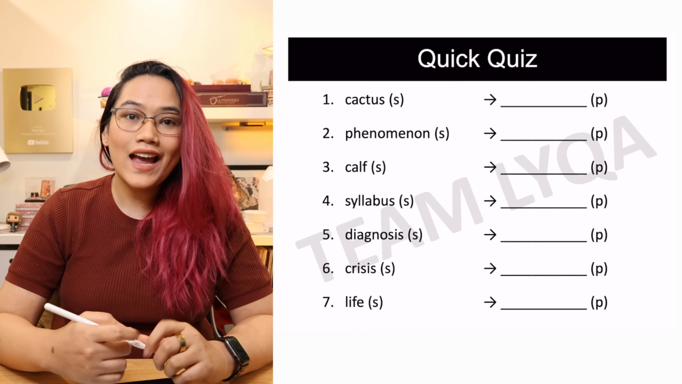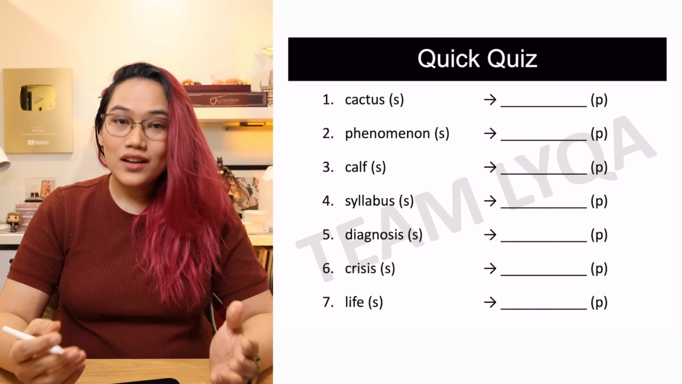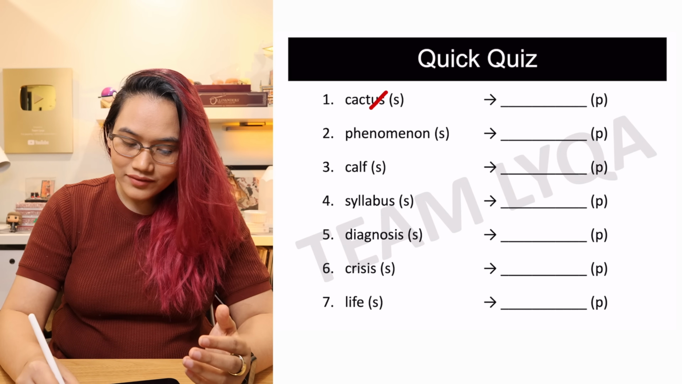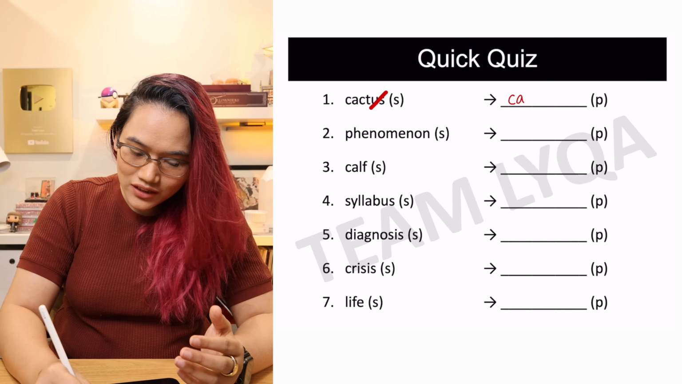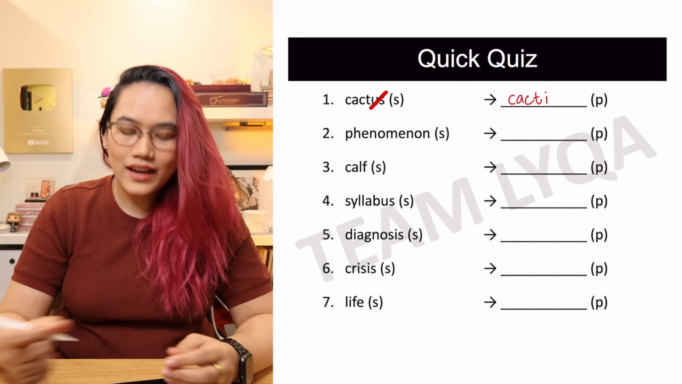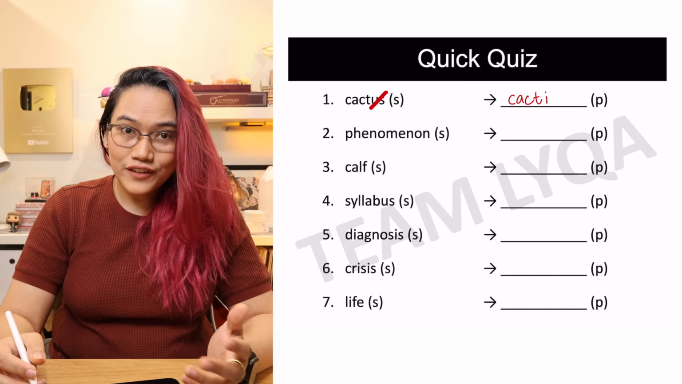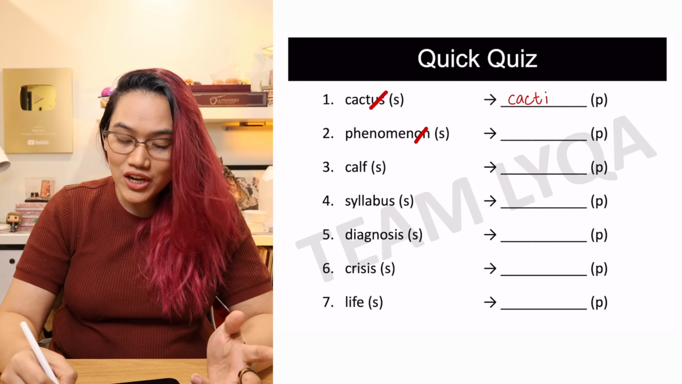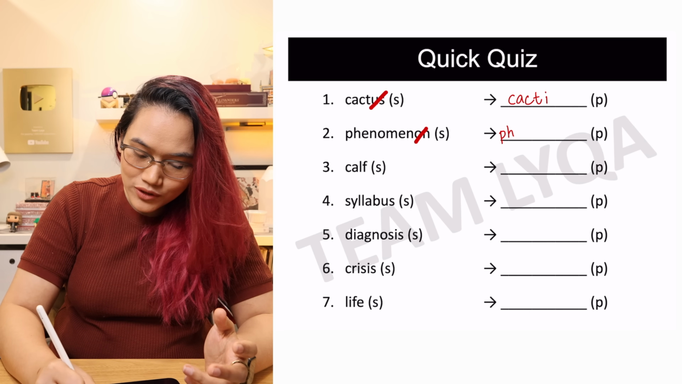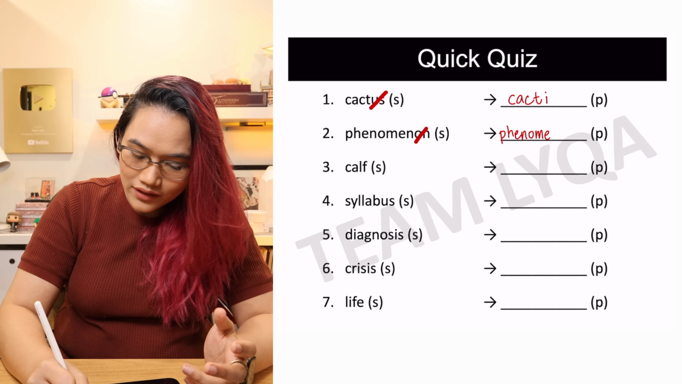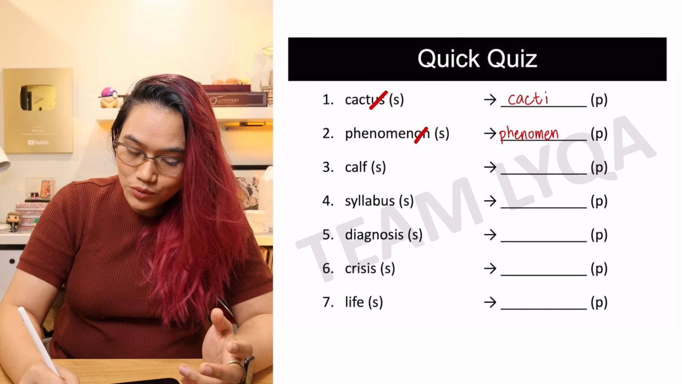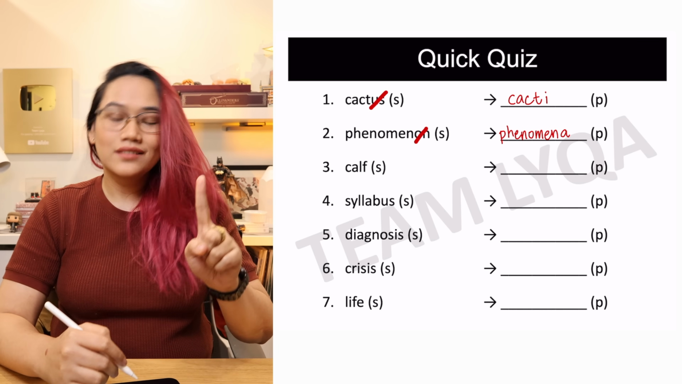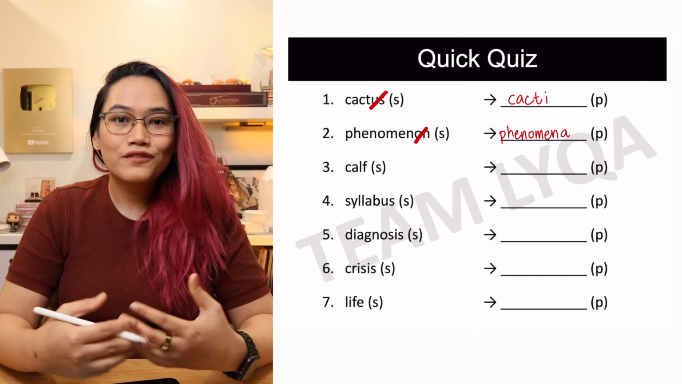First question, cactus. It ends with US, and sabi natin, we can drop that and change it into an I. Cacti. Next, phenomenon. It ends with an ON. So kung marami na siya, we'll just copy most of it. So phenomen and change it into an A. Phenomena. Phenomenon, pag isa lang, kapag marami, it becomes phenomena.